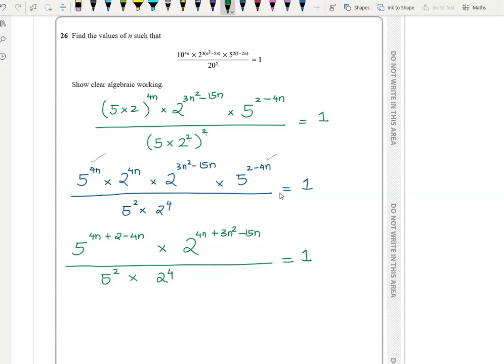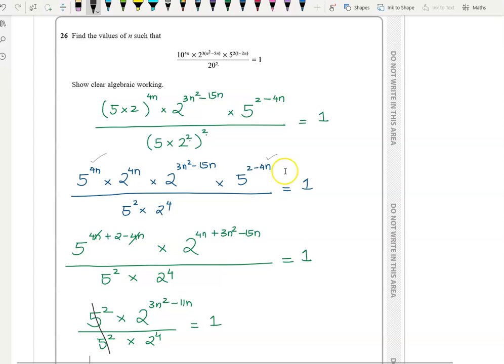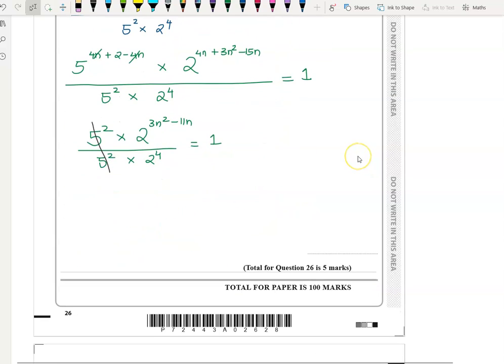Okay. Now when you simplify it, you will get 5: 4n minus 4n will cancel out, you are left with 5 square, and 2 power 3n square, 4n minus 15n will give me minus 11n, whole upon 5 square and 2 power 4, equal to 1. Now this 5 square and 5 square, both I can cancel out. So we are left with 2 power 3n square minus 11n over 2 power 4. When I take the cross product, I will get 2 power 3n square minus 11n equals 2 to the power 4.